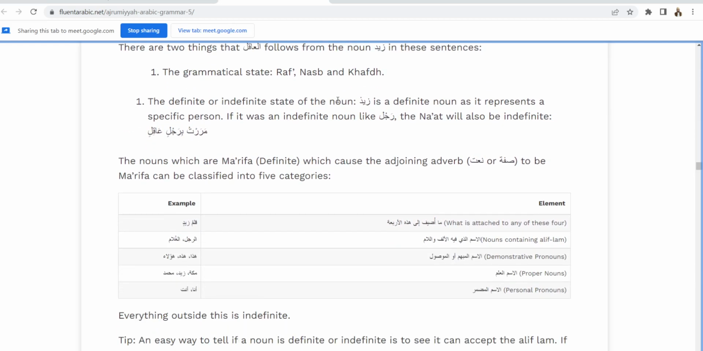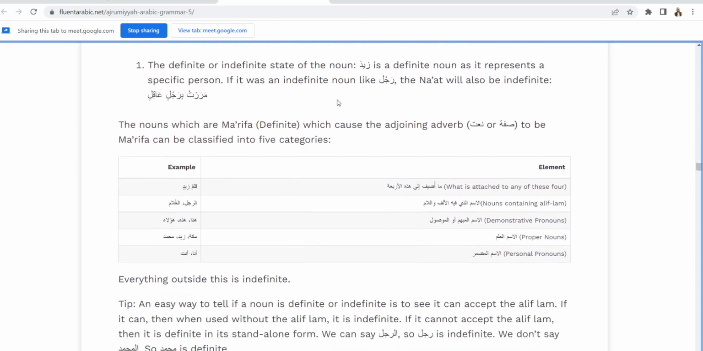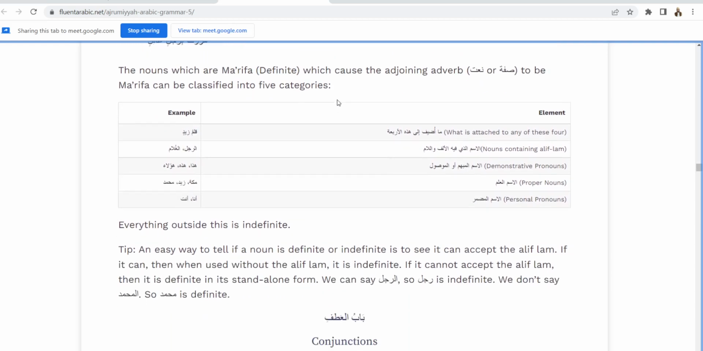Now he says here, the nouns which are ma'rifah, meaning definite, which cause the adjoining sifa or na'at to be ma'rifah, can be classified into 4 or 5 categories. Number 1, what is attached of these 4? Okay. Qama zaydun. Okay, let's go. Number 2, nouns containing alif and lam: al-rajulu, al-ghulamu. This is defined.